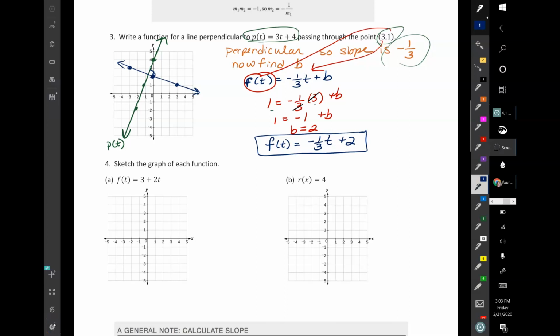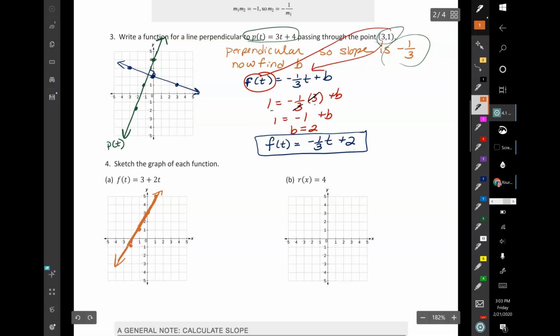Number 4 is just sketching a graph. So you want to start to get really quick at this. So f of t equals 3 plus 2t. So our y-intercept is 3. And then I can go up 2 over 1, or I can actually go down 2 over 1, down 2 over 1, and get a few points. Then go ahead and connect. Using a straight edge, you'd be better off to have a nicer looking line there.